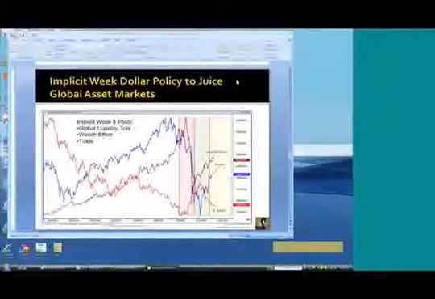The U.S. current account deficit started to improve in 1987. We had the U.S. stock market crash. The U.S. current account deficit started to improve in 1990. We had a recession in there. In 2000, the U.S. current account deficit started to improve, and then we had the NASDAQ crash.